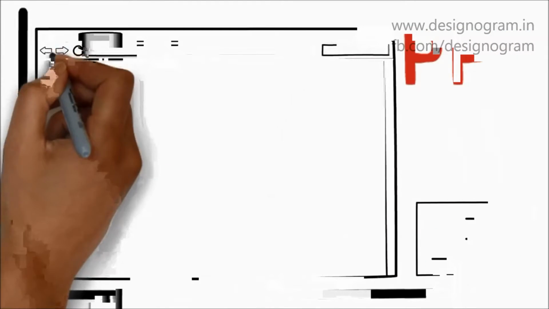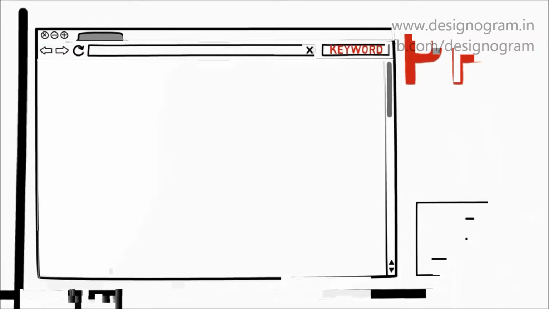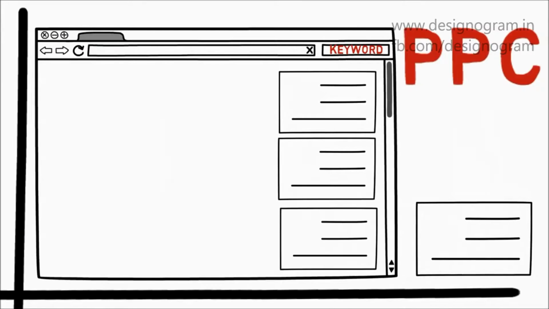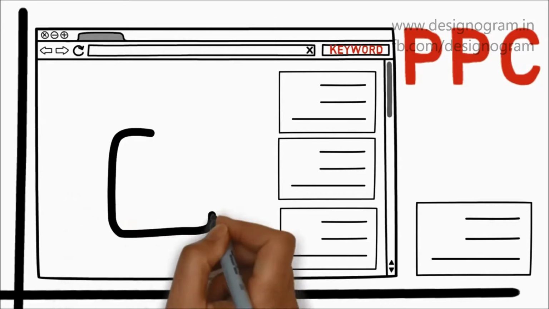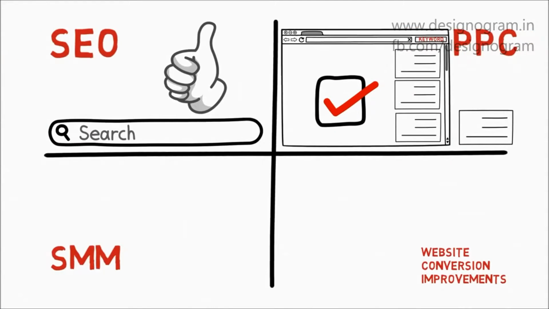Pay-per-click, also called PPC advertising, lets you purchase ads that will appear in front of users who are searching online for specific keywords. Finding the right keywords and crafting the right ads can lead to a highly successful advertising campaign.